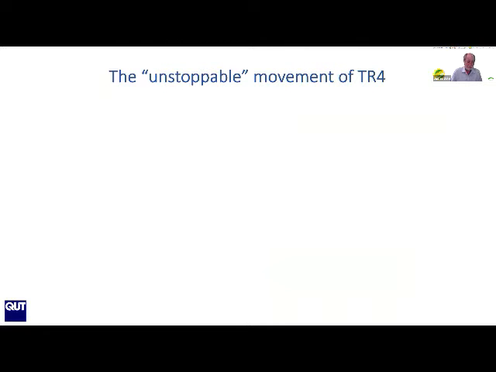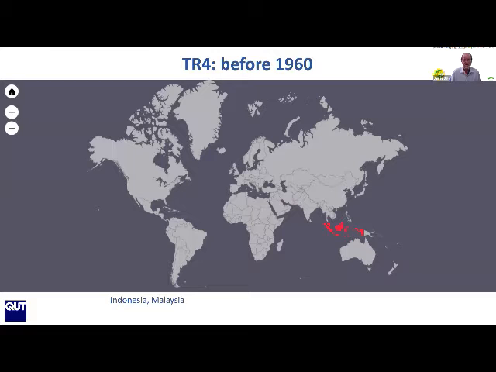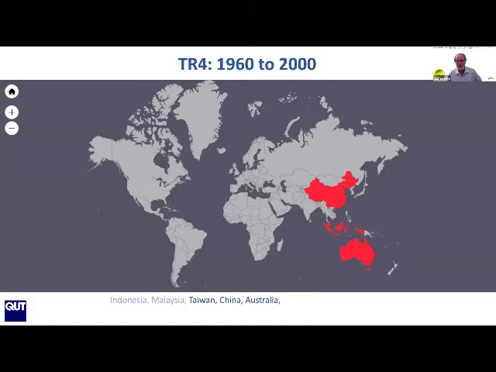The next couple of slides give you an idea of what I've called the unstoppable movement of TR4. If we go back to before the 1960s, TR4 was probably occurring in Malaysia and Indonesia. But between 1960 and about 2000, it moved quite significantly, into Australia, so into the Northern Territory in Australia. It moved particularly up into China, into Taiwan, etc. So you can see that it's starting to move already by the year 2000.